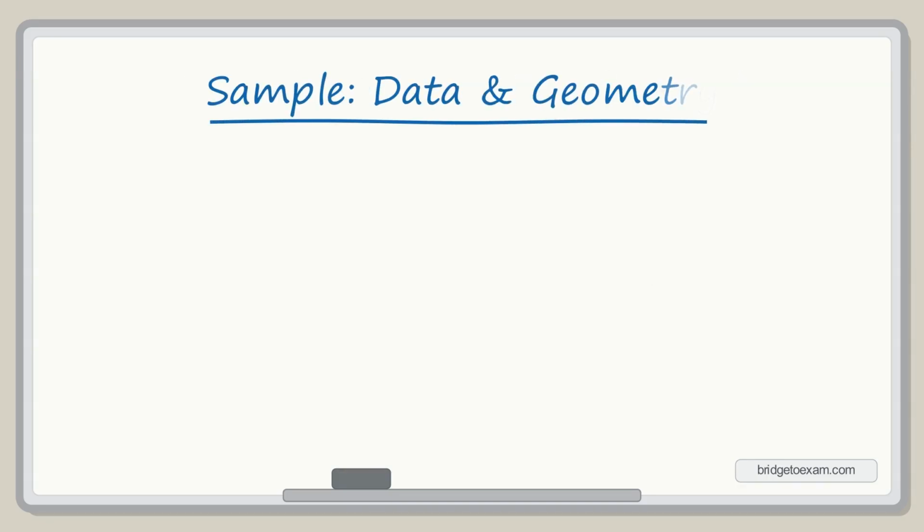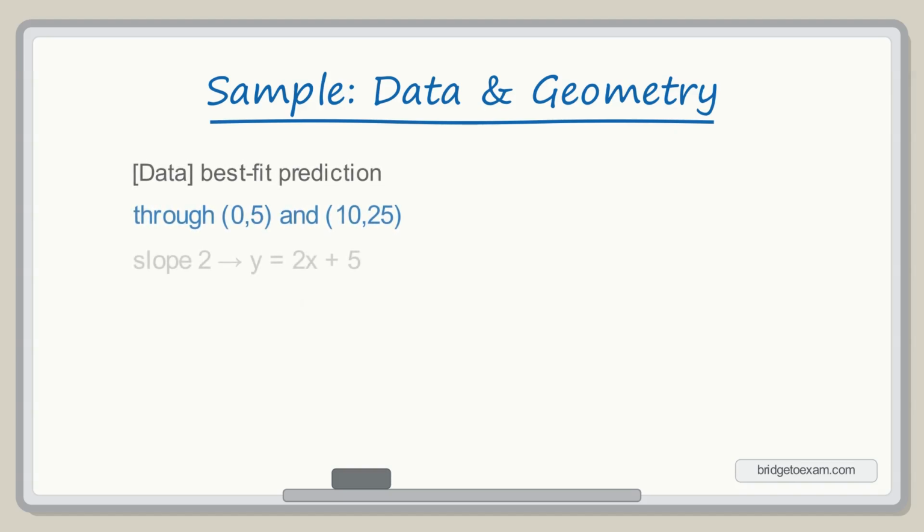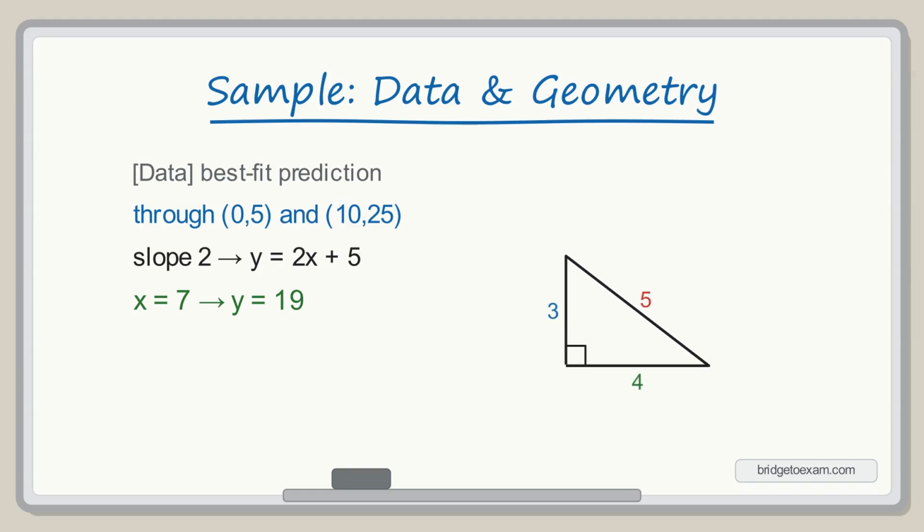Data analysis. A best fit line through 0, 5, and 10, 25 has slope 2, so y equals 2x plus 5. At x equals 7, that predicts 19. Geometry and trig. If sine theta is 3/5, that's a 3, 4, 5 triangle, so the adjacent side is 4, and cosine theta is 4/5.